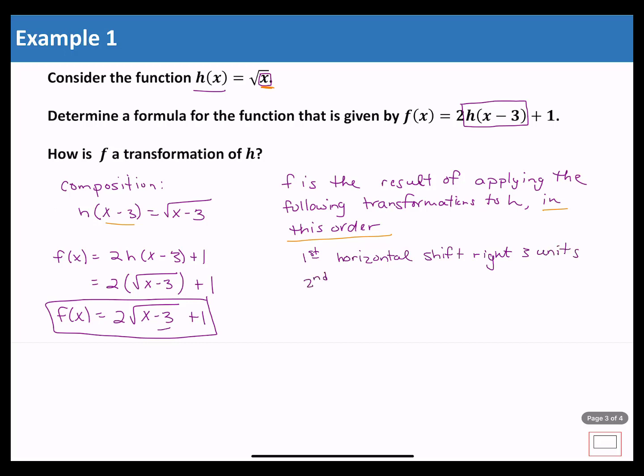Second, we look at the multiplication times 2, so that tells us there was a vertical stretch by a factor of 2. And then lastly, always last is our vertical shift, so that plus 1 tells us there is a vertical shift applied up 1. All right, let's look at one more example.